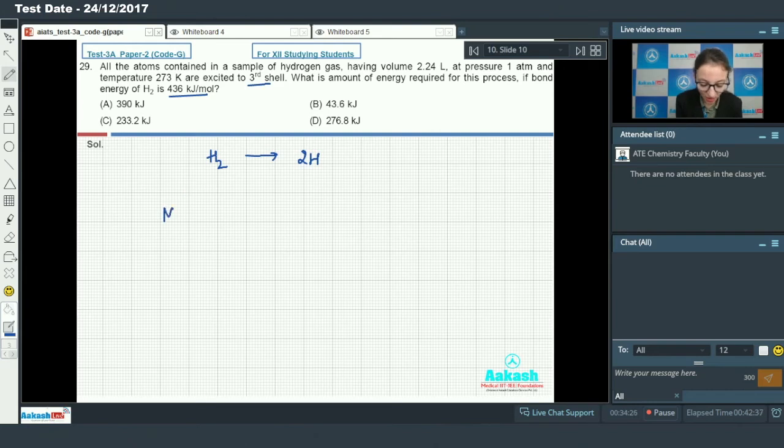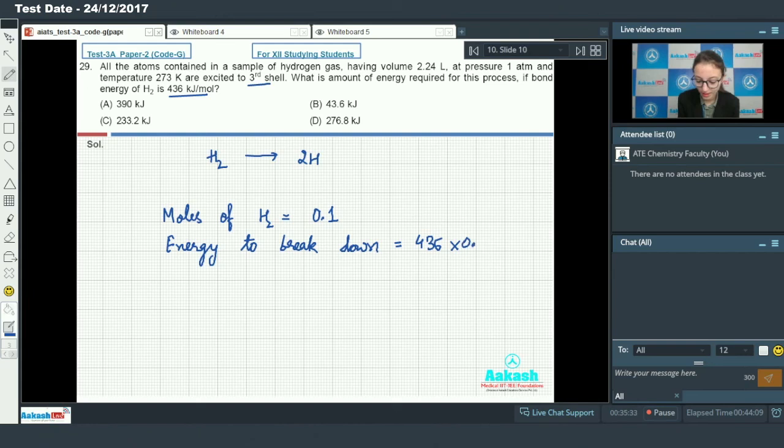Before finding out, let us find out the number of moles of H2. Pressure, volume and temperature is given. So the number of moles of H2 are 0.1 mole. So energy required to break bonds of 0.1 mole H2 is 436 into 0.1, that is 43.6 kilojoule. And total number of moles of hydrogen atom produced, they are 0.2.